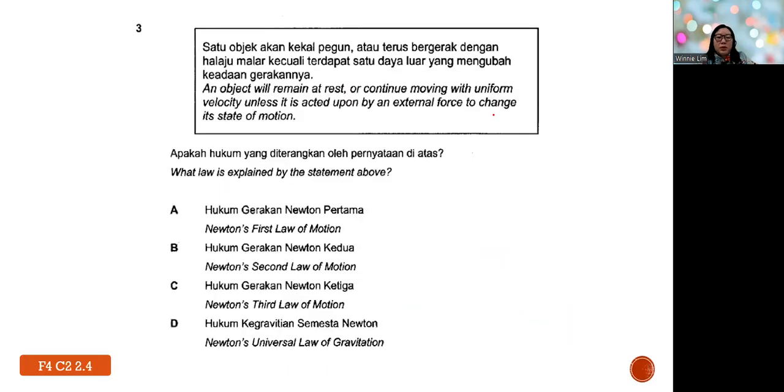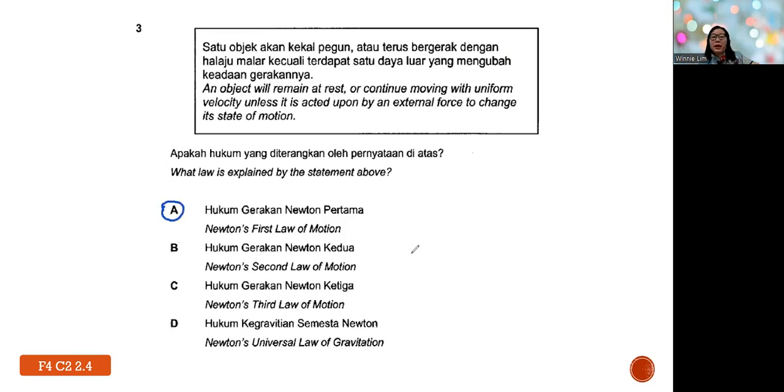Okay, move on. Question 3. An object will remain at rest or continue moving with uniform velocity unless it is acted upon by an external force to change its state of motion. What law is explained by the statement above? So this is under the concept of inertia. Inertia is also named Newton's first law of motion. So the answer is A.